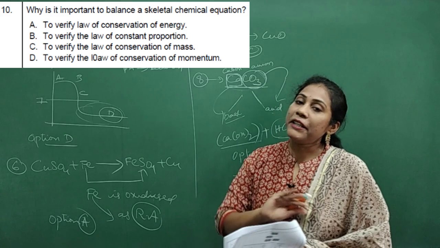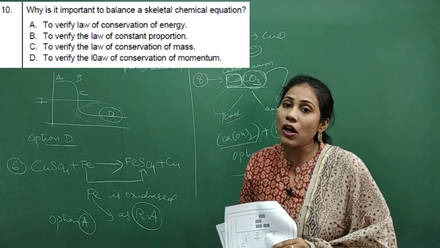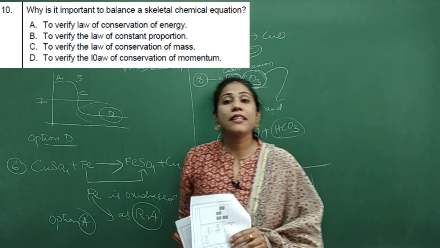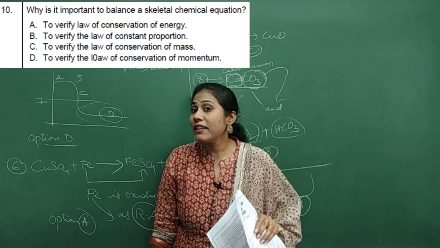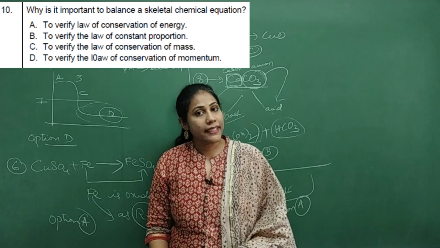So we try to balance a chemical equation because mass can neither be destroyed nor be created. So to obey this law of conservation of mass, we need to balance the chemical reactions that take place in our nature, right? That's all about the 10th question.